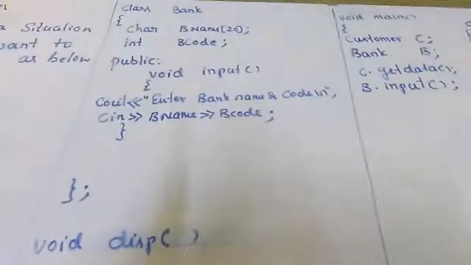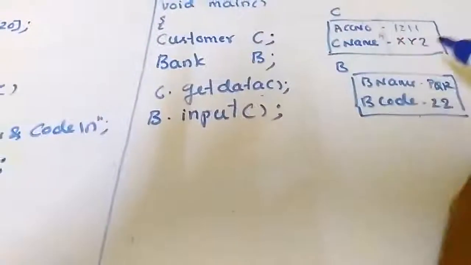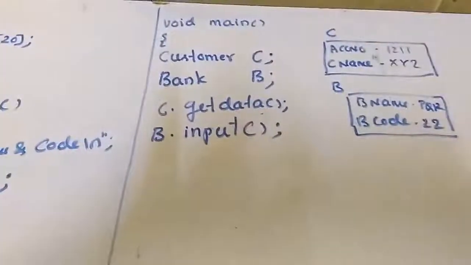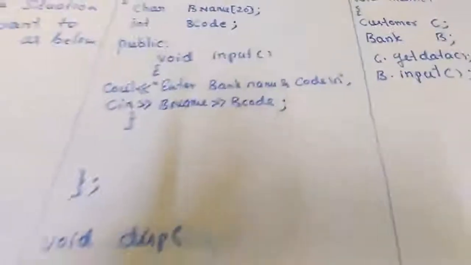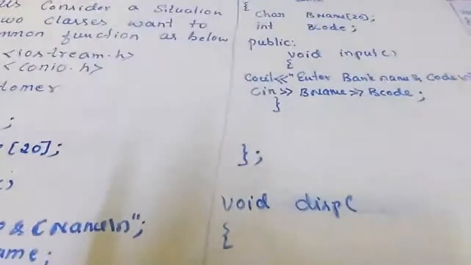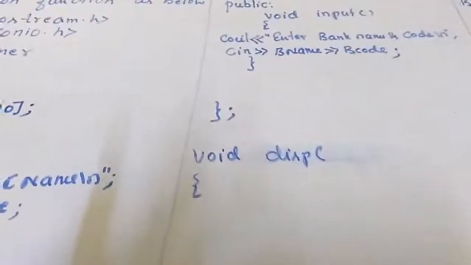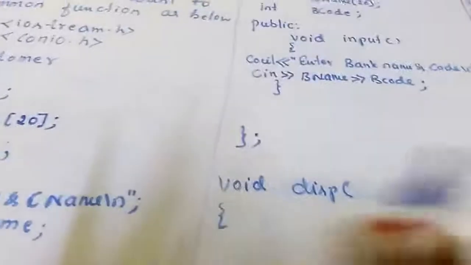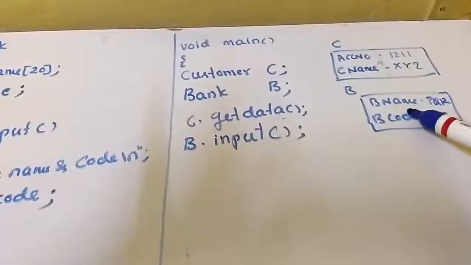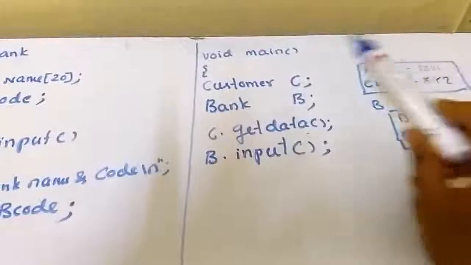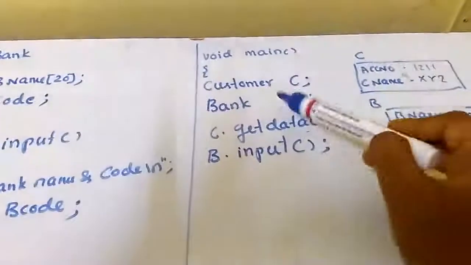So the display function has to access the data members of C and data members of B. We have to pass these two as arguments to this function, because display is not a member of any of these two classes. So it is a non-member function. Are you understanding? It is not a part of either class. But in this function, I am going to display the data members of object C and object B. C is an object of which class? Customer. B is an object of bank.